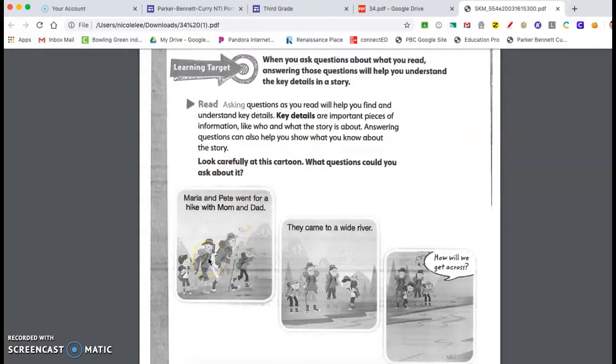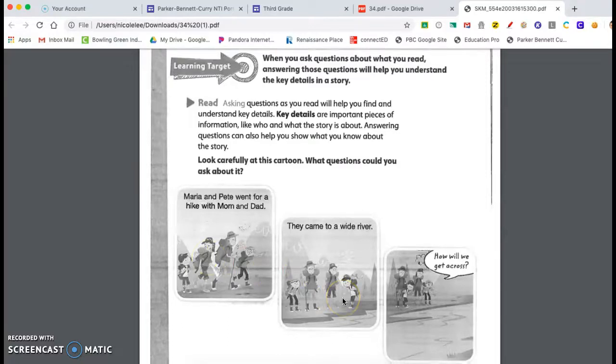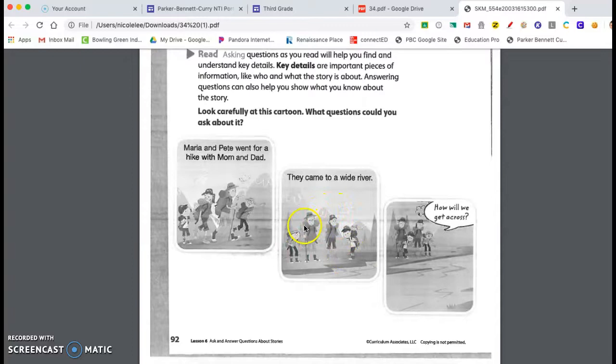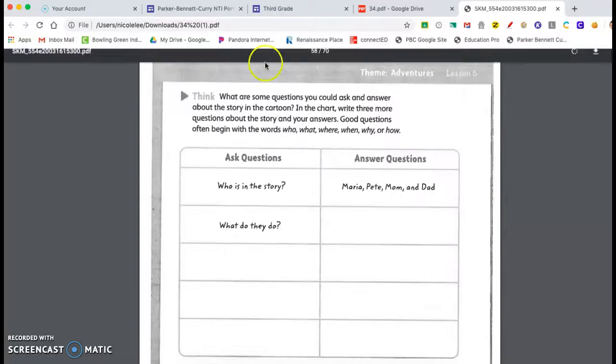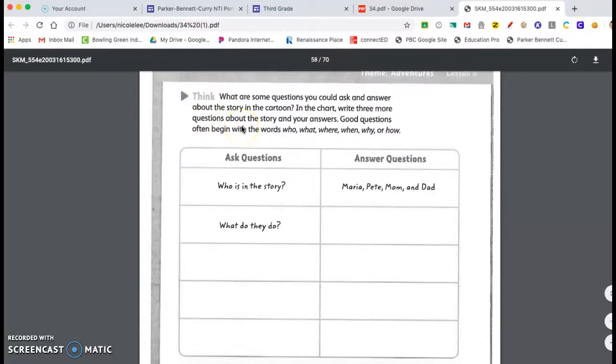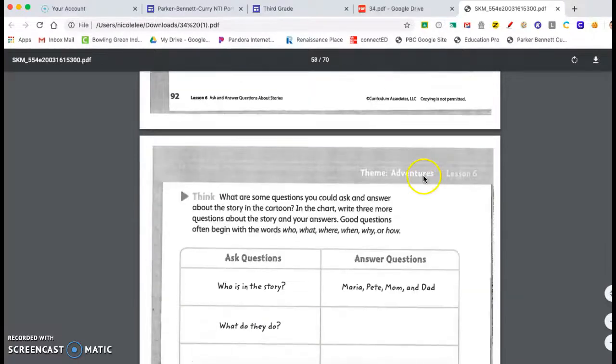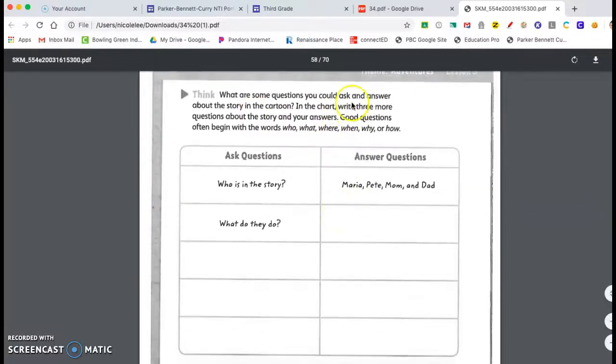So here's a picture of Maria, Pete, Mom and Dad. And then here's another picture of Maria, Pete, Mom, and Dad. And here's the third picture. And it asks you to think about some questions that you could ask and answer with this story cartoon. In the chart, write 3 more questions about the story and your answers. Questions like who, what, when, where, why, and how. So it asks one question for you and it answers it.